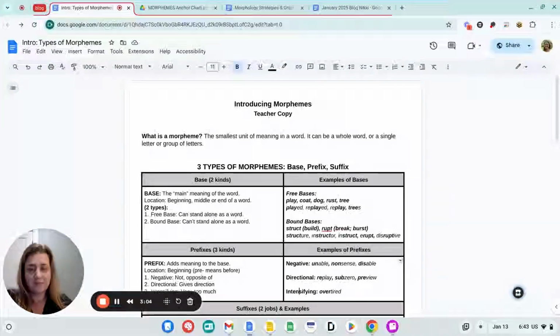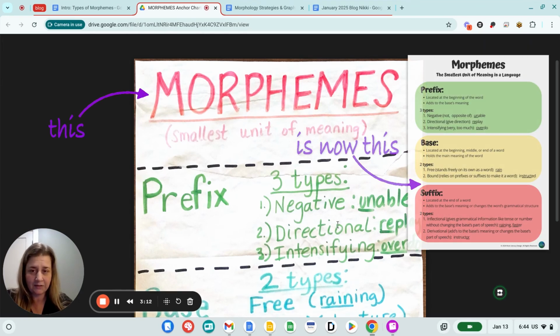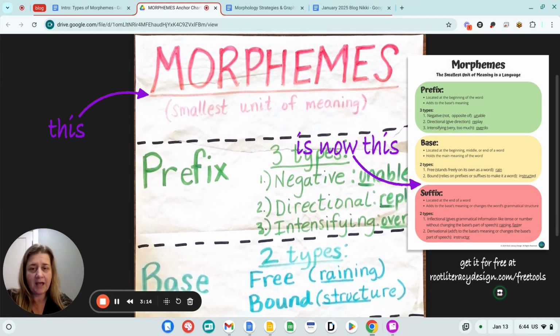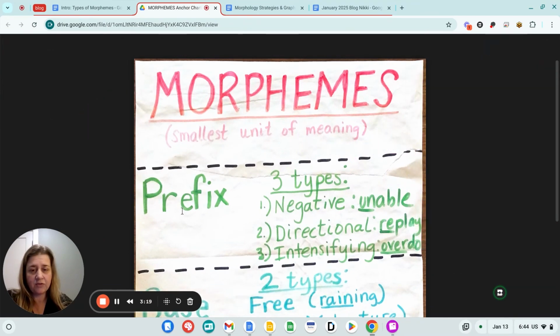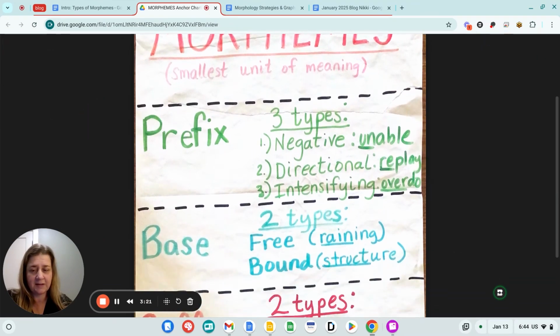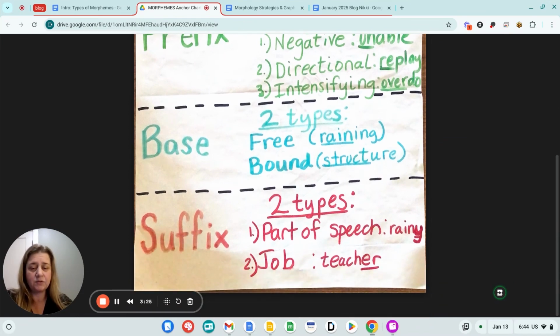From this, I wanted to make it even more digestible and easy to use, and I created an anchor chart. I need to redo this. It is well loved, but we have the definition of morphemes at the top, and the three types of prefixes with some examples, the two types of bases with examples, and the two types of suffixes with examples.